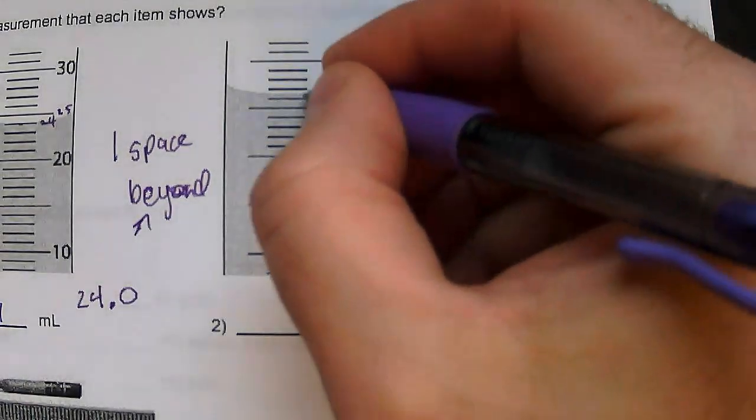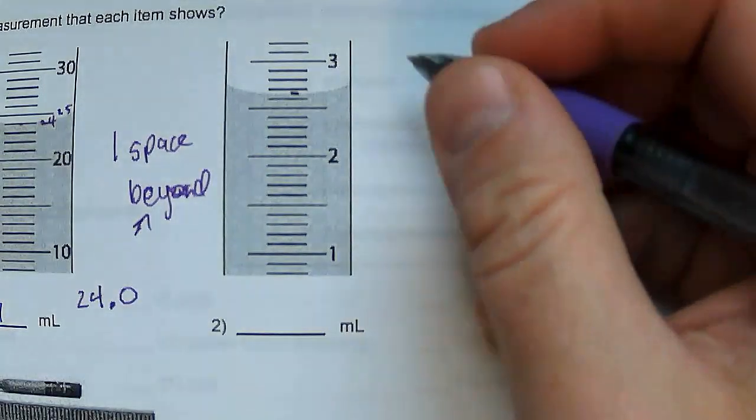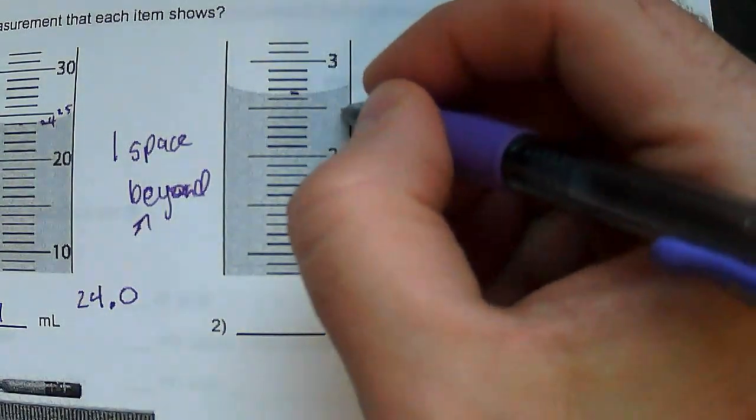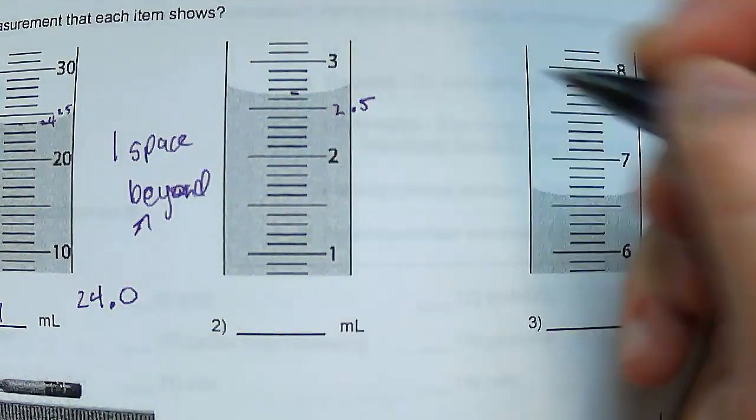Now for this one, you can see this is a little above this line. So this is 2.5 now.